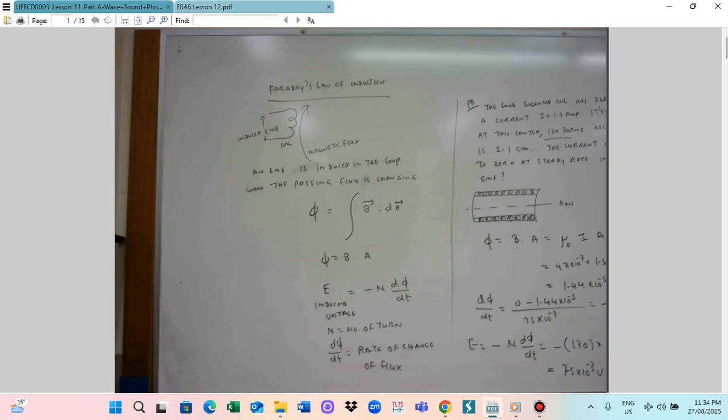In the meantime, the induced voltage can also be calculated. The induced voltage E can be calculated as minus N d phi by dt. N is the number of turns, and d phi by dt is the rate of change of the flux.